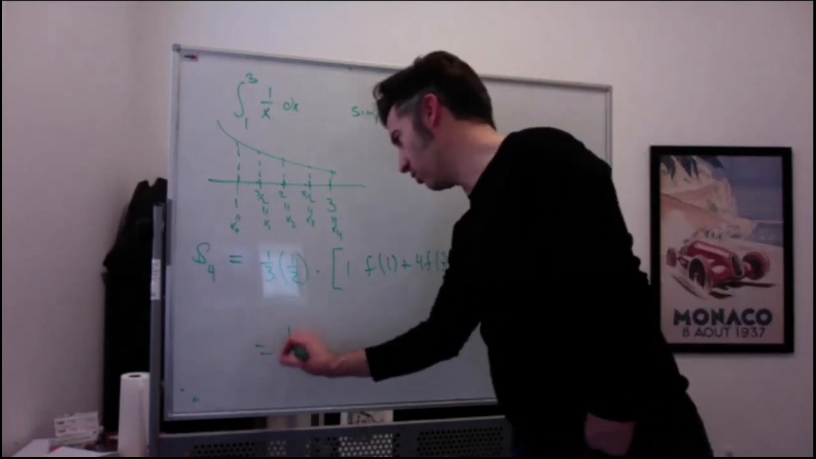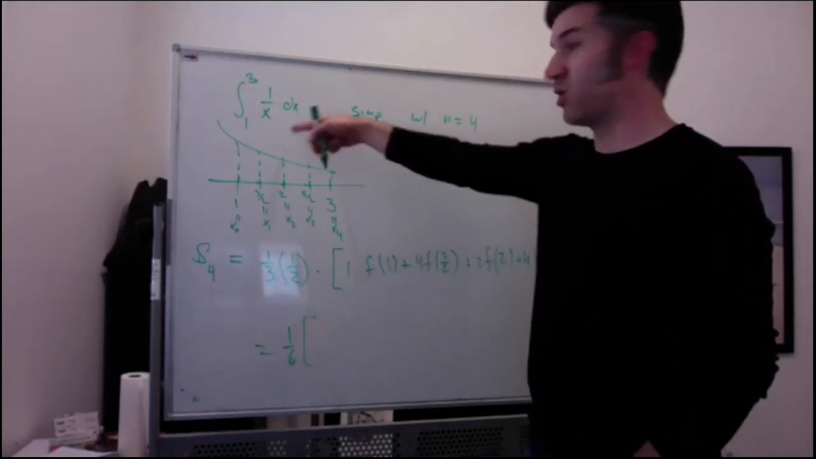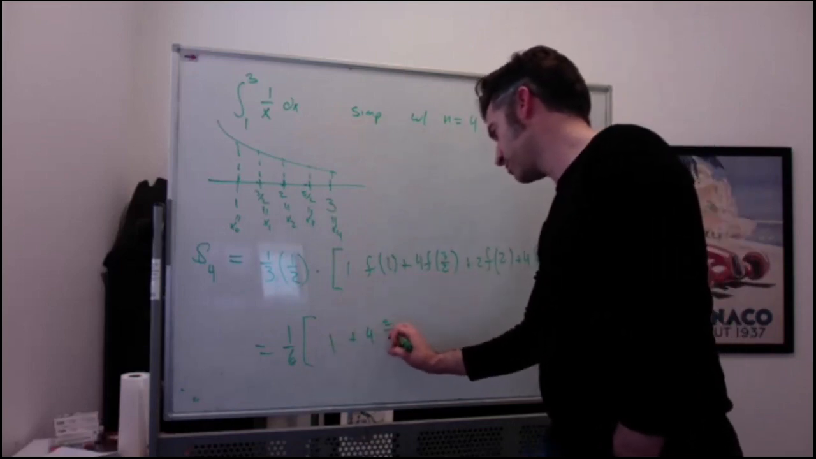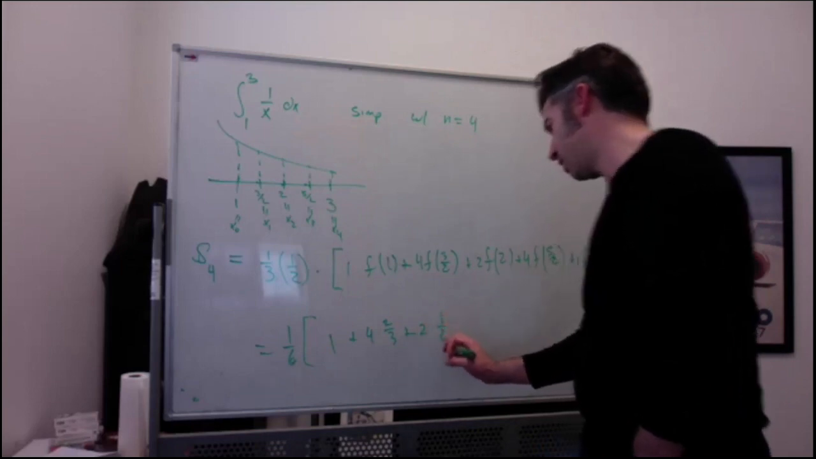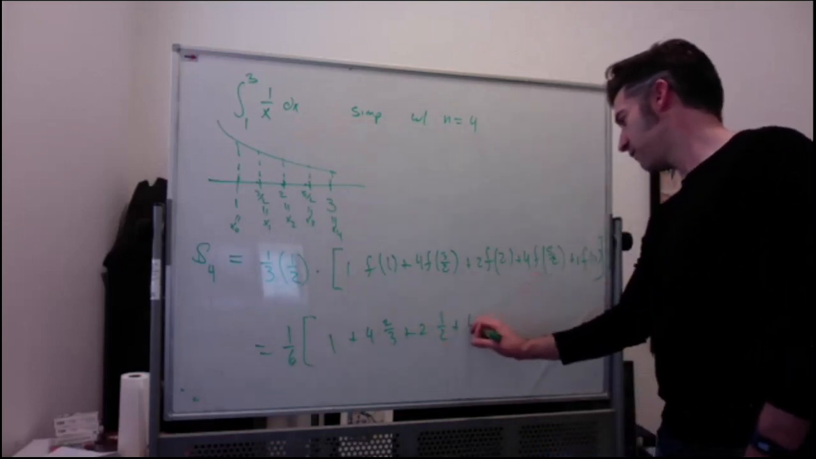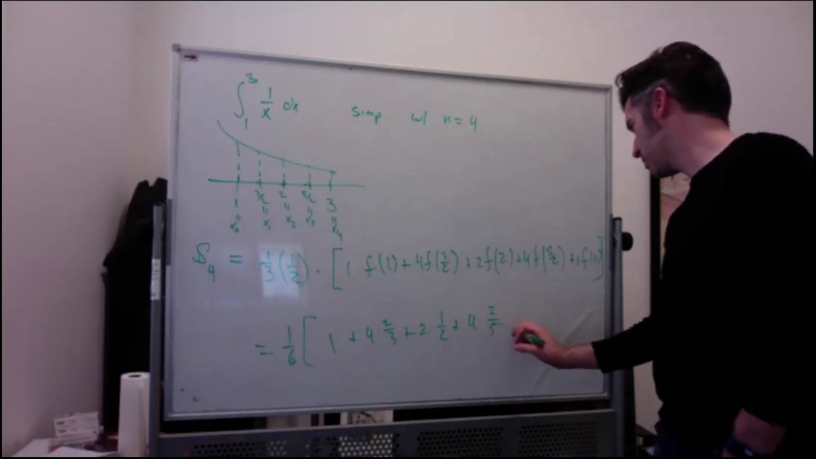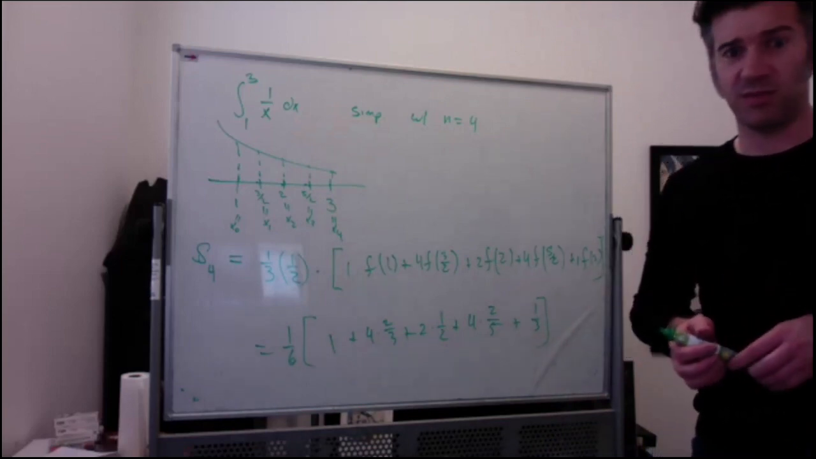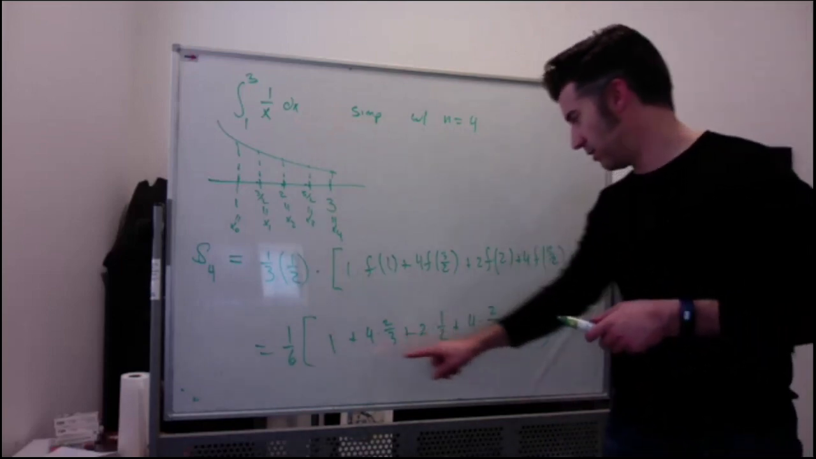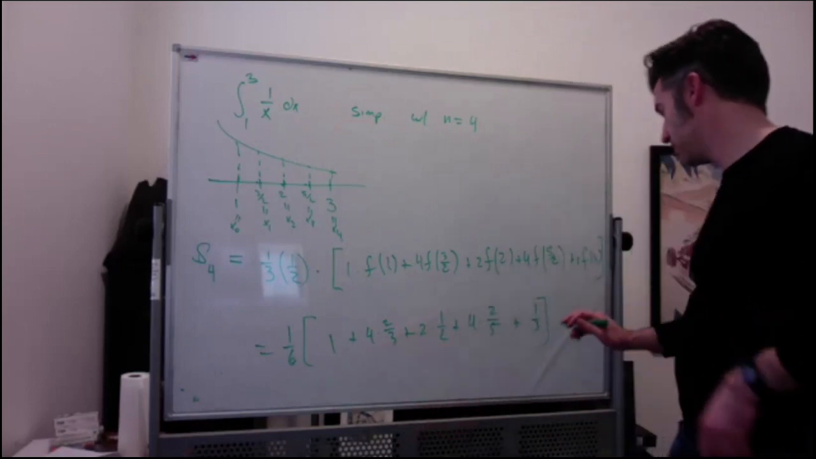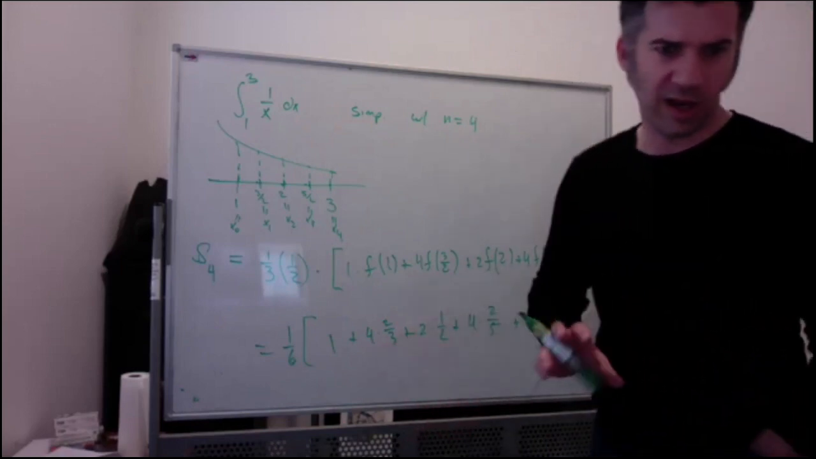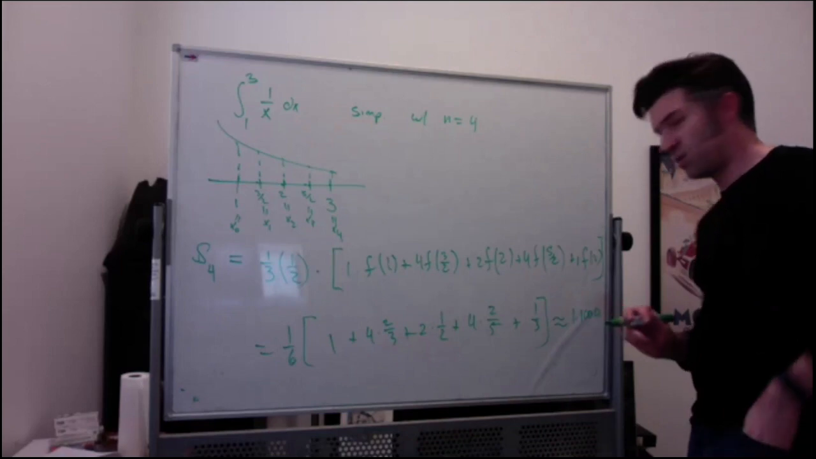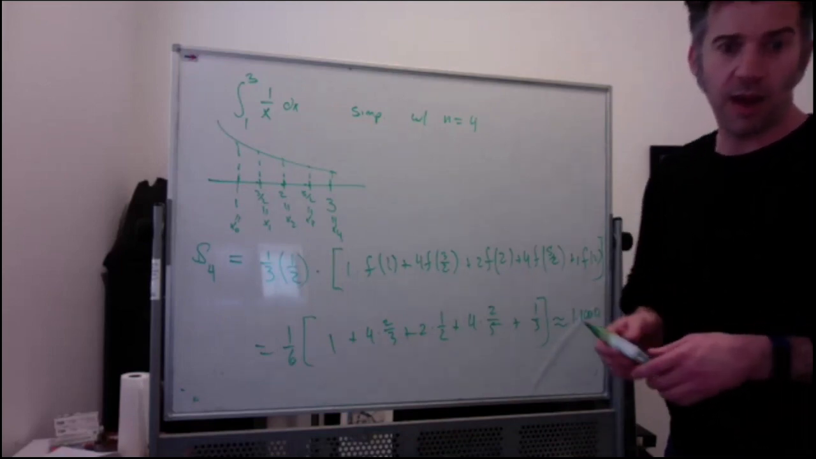So we end up getting 1/6 times, let's see, our function is 1 over x, so I get 1 plus 4 times 2/3 plus 2 times 1/2 plus 4 times 2/5 plus 1/3. You'll notice it actually has a lot of the same numbers as the trapezoid rule. It's just that some of the 2's are actually 4's instead of 2's. This ends up being approximately 1.1000, which is very, very close to what we're actually looking for.